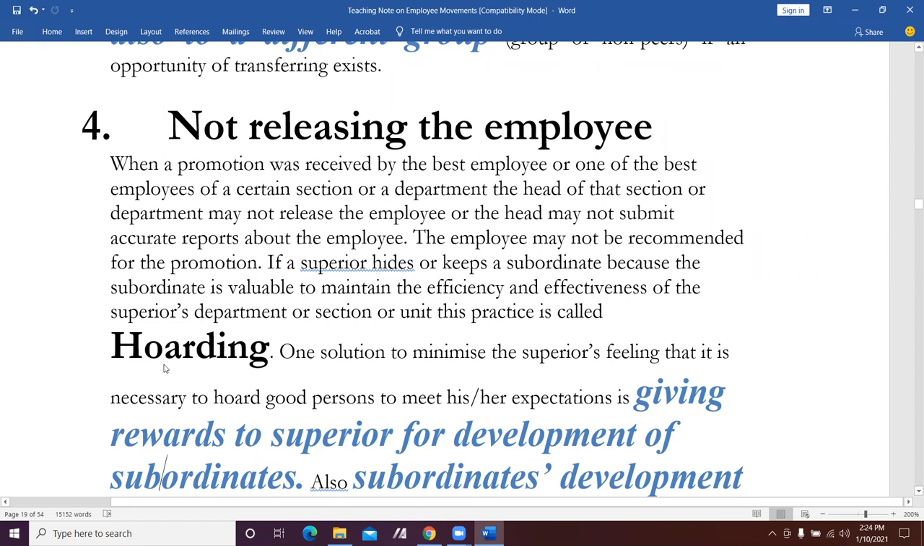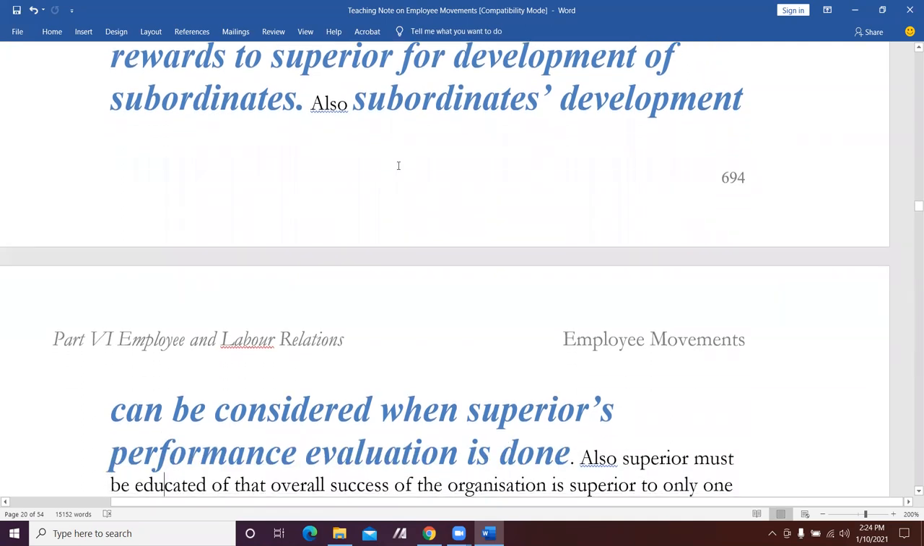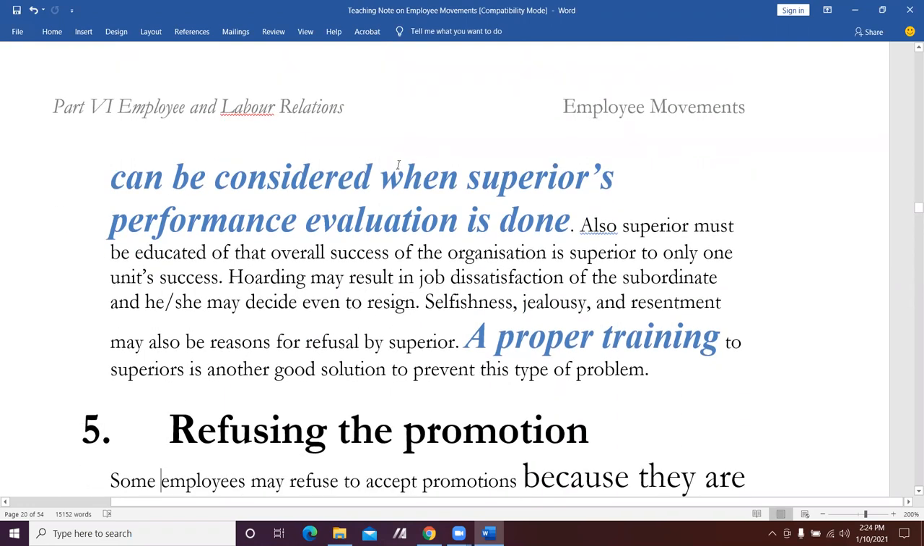How to avoid this hoarding? One strategy is to give rewards to superiors for development of subordinates. Subordinates' development can be considered when the superior's performance evaluation is done. Also, proper training to supervisors is another good solution to prevent this type of problem. Under this training, it's important to draw the attention of the manager to one big principle. What is that? Have you heard?